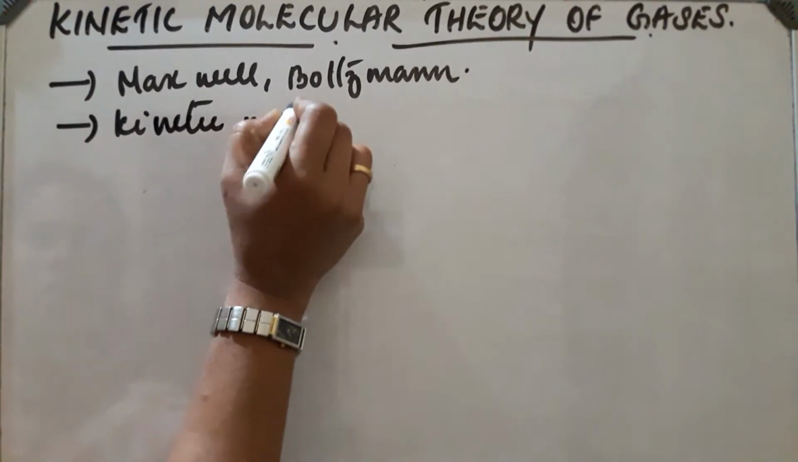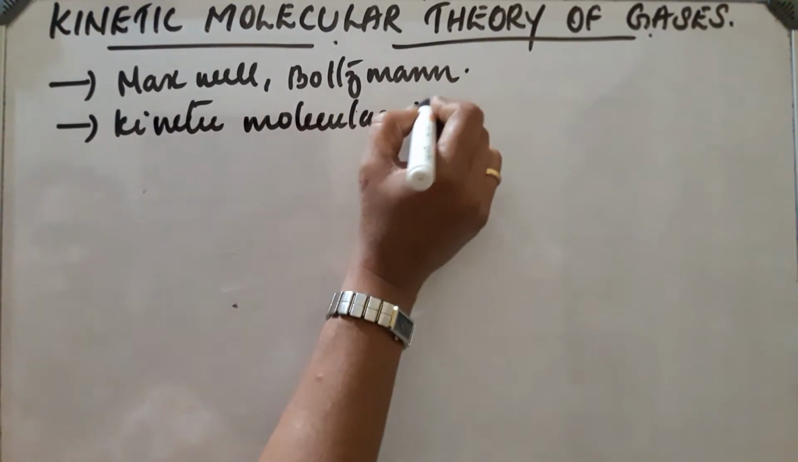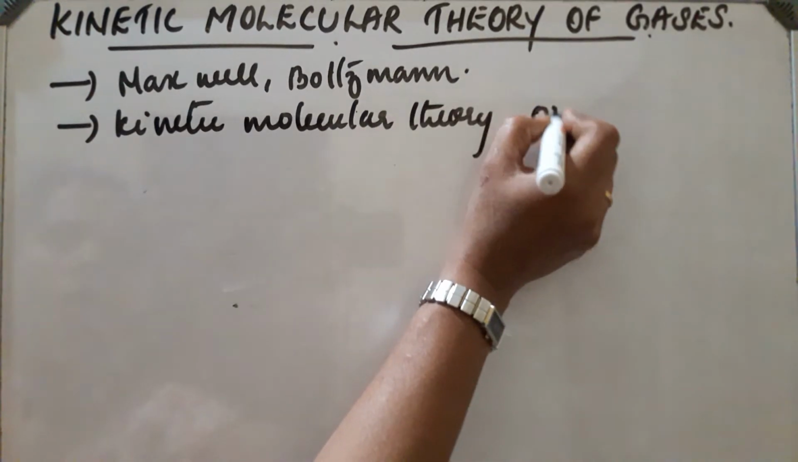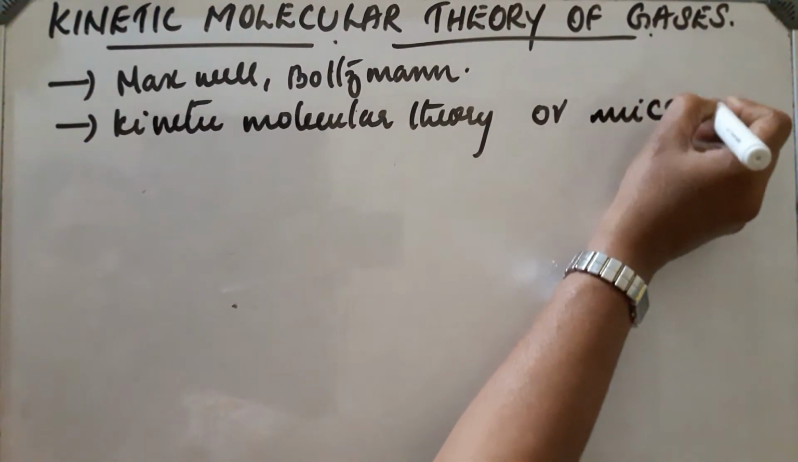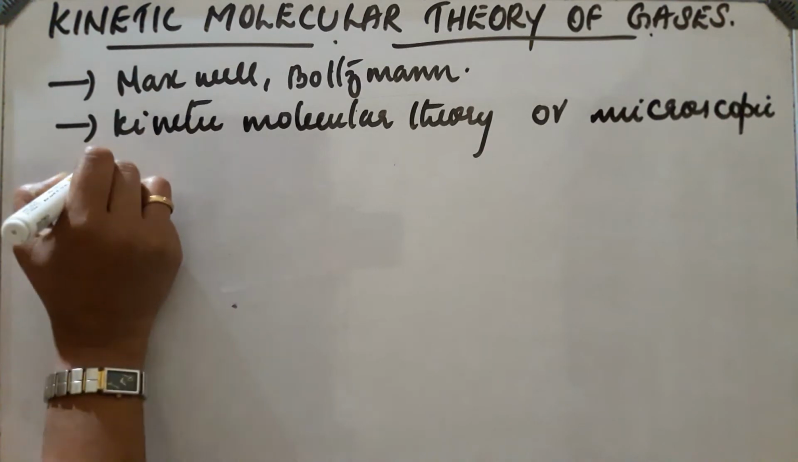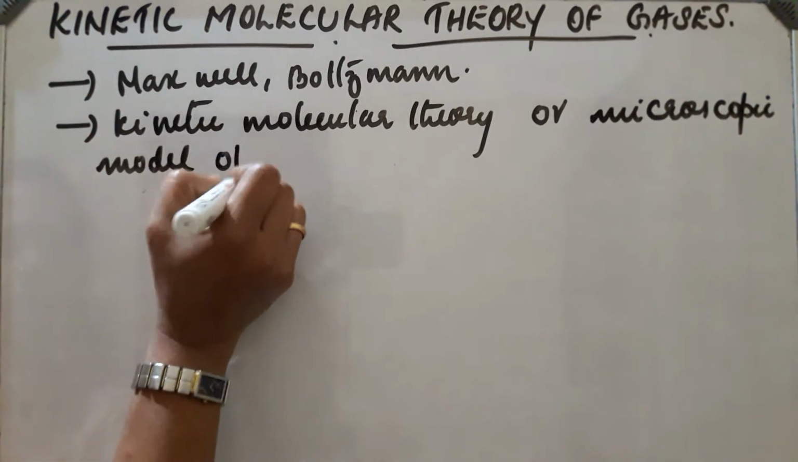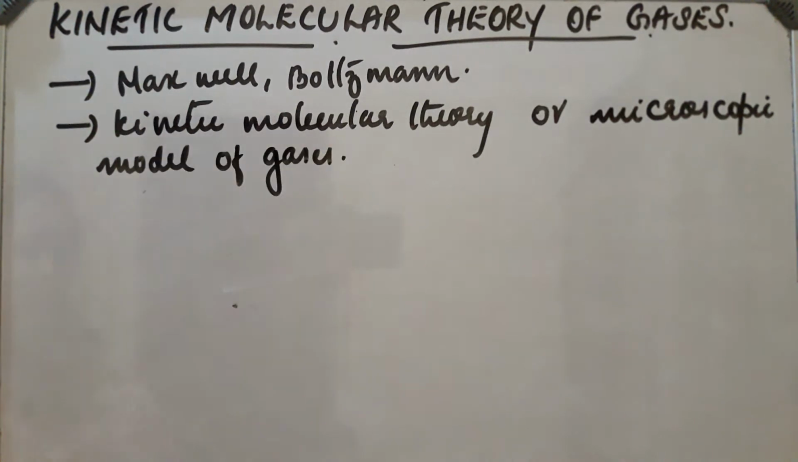Kinetic molecular theory of gases, or the microscopic model of gases. Why do we call this theory the microscopic model of gases? Because there are different postulates for this theory, and these postulates are related to atoms and molecules. So it is called the microscopic model of gases. Now let us discuss the different postulates one by one.